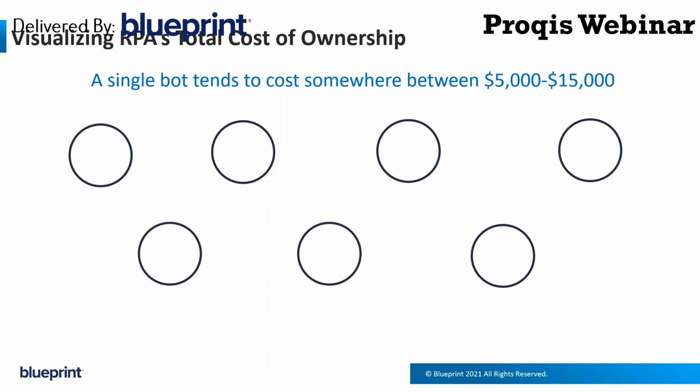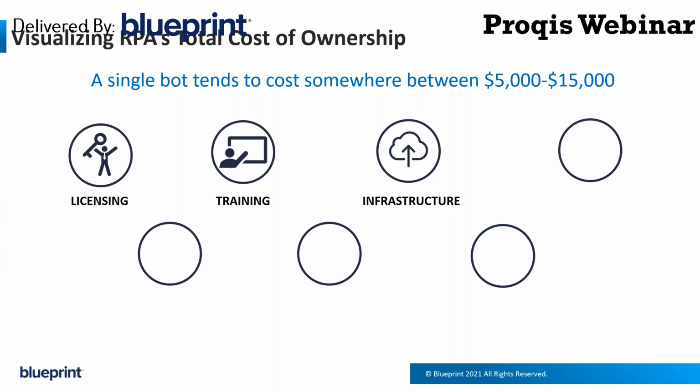Quantifying an exact price for the total cost of ownership of RPA is a challenging exercise. There are lots of variables to consider, like the different prices of licensing for RPA tools, the use of external providers like business process outsourcing, and for the purpose of this webinar, we're going to keep things simple and look at the cost of one bot according to universal components that every RPA program sees. So according to Deloitte, a single bot tends to consume somewhere between $5,000 and $15,000.